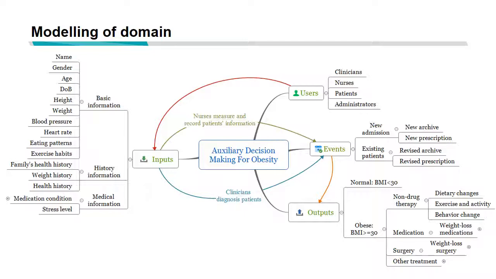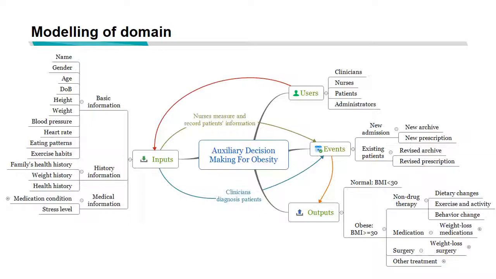Imagine when a patient comes to a clinic or hospital to check his or her weight condition. Nurses need to register his name, age, gender, date of birth, eating patterns, and exercise habits information. Also need to measure and record his height, weight, blood pressure, and heart rate figures. Besides, the patient needs to provide his family's health history, weight history, and health history, this kind of information. Medical information includes his current medication conditions, stress level, sleep condition, and so on.